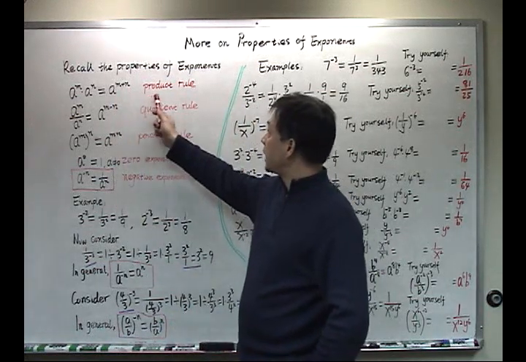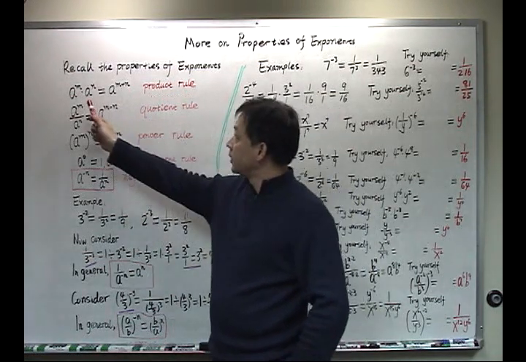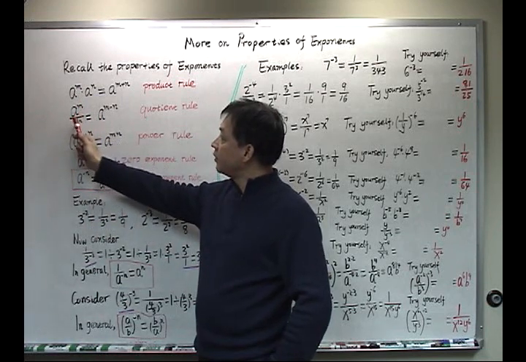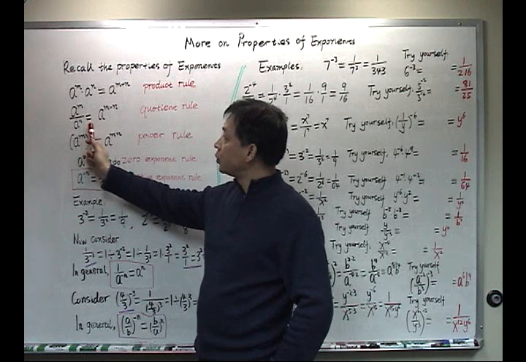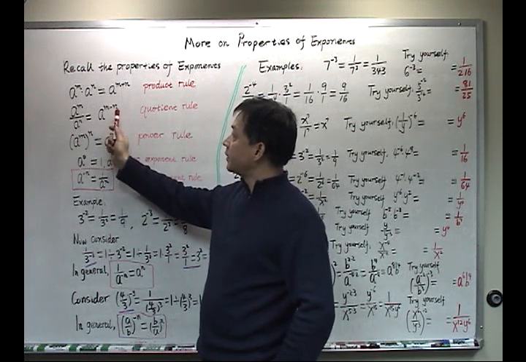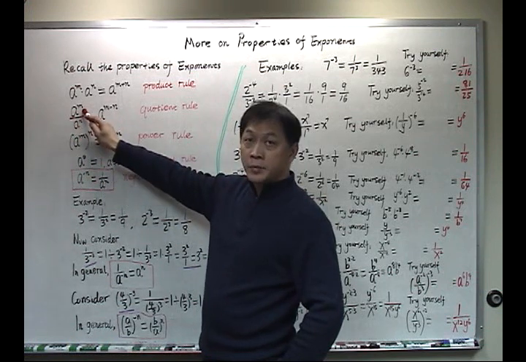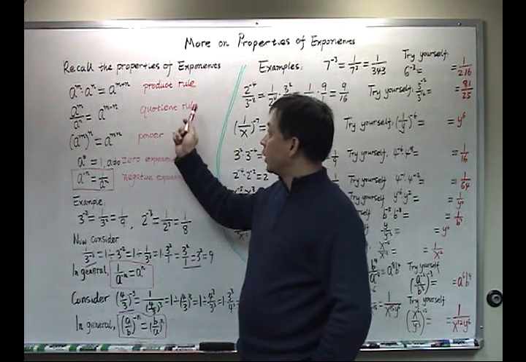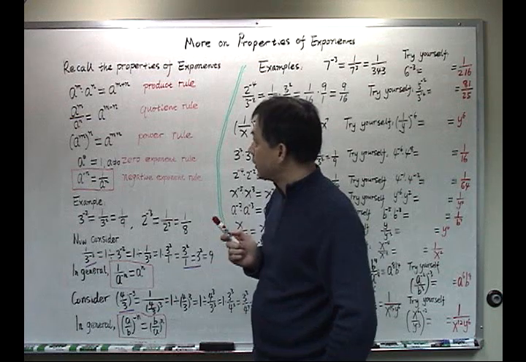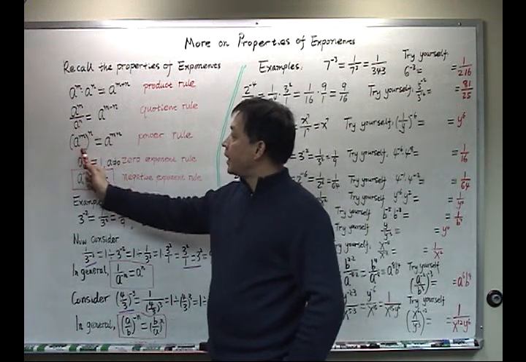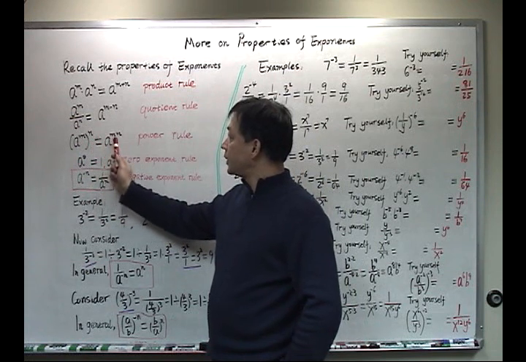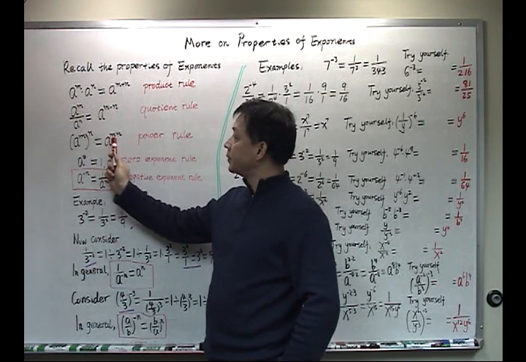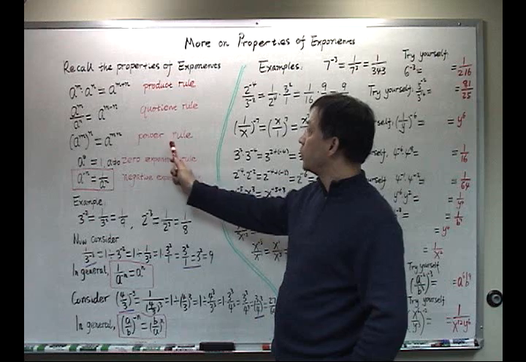This one is called product rule. Here is multiplication, product. A to the m divided by a to the n equals a to the m minus n. It's the exponent upstairs minus the exponent downstairs. This one is called quotient rule. A to the m, then to the n equals a to the m times n, not plus here, m times n. So this one is called power rule.